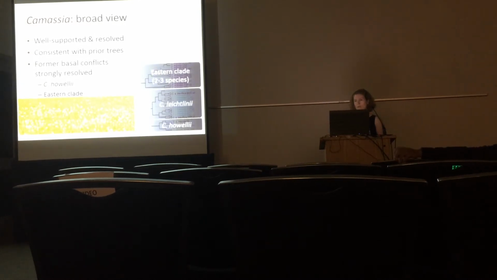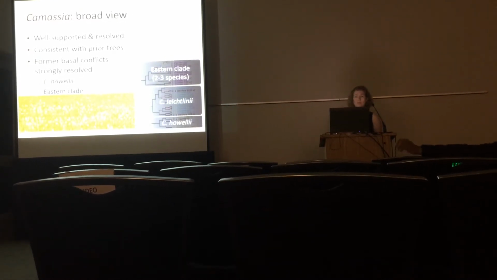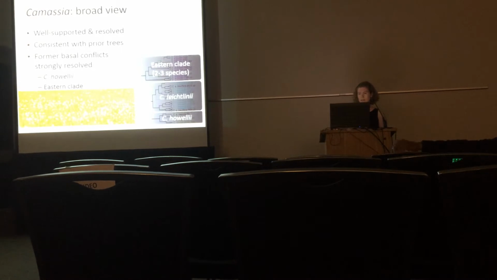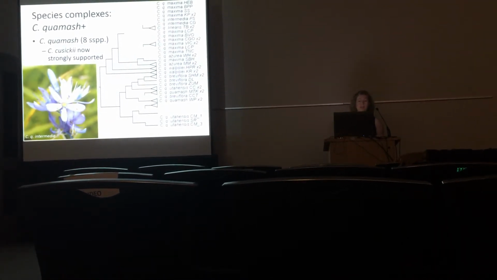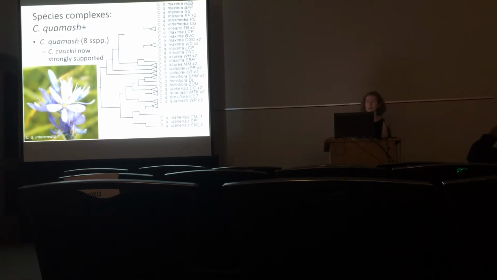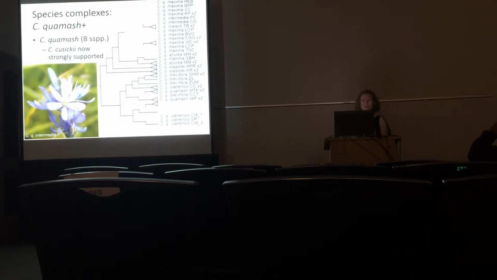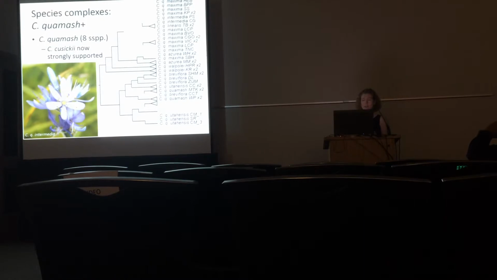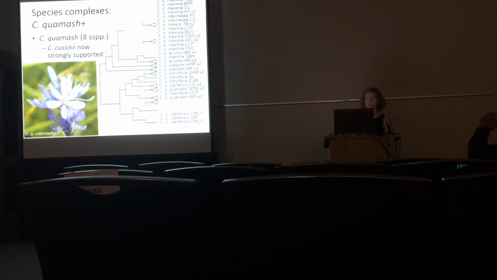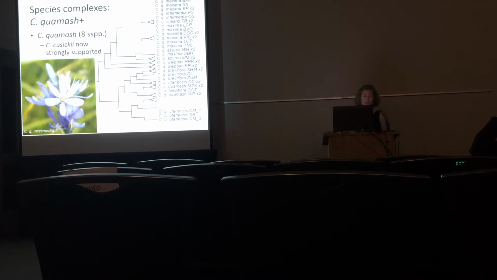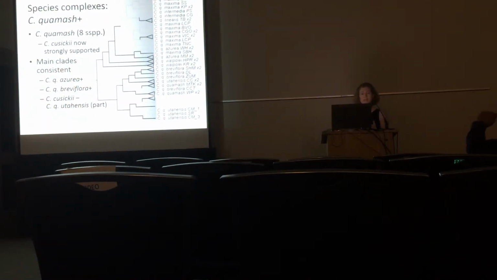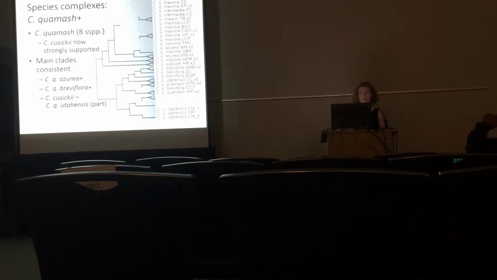And just to show you some of the lower level relationships, I want to focus within this clade. This is the Quamash complex, so it includes every taxon name in black, which is from the species Quamash, the one with 8 subspecies, and then also Pusicii is shown in tan, so you can see Pusicii is nested. Again, this is something we were unable to answer before. It was moving around. Basal clades are consistent with what we've seen before, but all strongly resolved now.